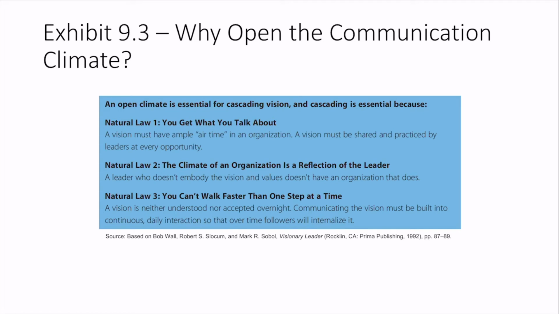Now, why open the communication climate? Well, as you see here, you get what you talk about. A vision must have ample airtime in an organization. A vision must be shared and practiced by leaders at every opportunity. A vision, if you remember, is essential.